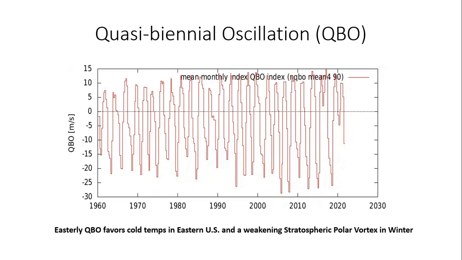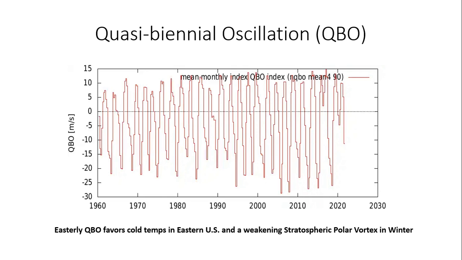So those easterly QBOs, whenever these red lines are below the zero in negative territory, that indicates the possibility of colder temperatures in the eastern U.S. Additionally, an easterly QBO tends to favor more of a weakening stratospheric polar vortex in the winter season. So a lot of ups and downs here from westerly phase QBO to easterly phase QBO, but in general, we're expecting that easterly phase QBO. It's currently negative, and we expect it to remain a negative easterly QBO for this winter.